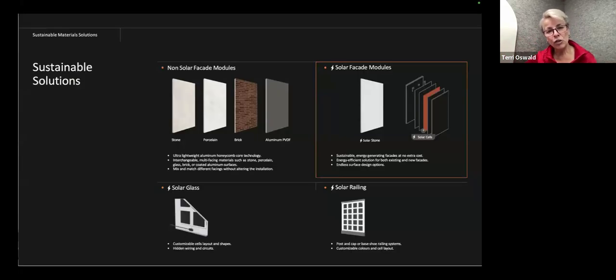So we manufacture two very distinct categories of technology: our non-solar, which means no solar cells, and that is facings of stone or porcelain or brick, or we can apply aluminum PVDF coatings to come up with our own ACM panel. Or on the solar side, we replace that facing of stone or porcelain or brick with glass. It's clear, it's fully customizable, so we can do things to the surface of that glass to create an endless possibility of colors and patterns.